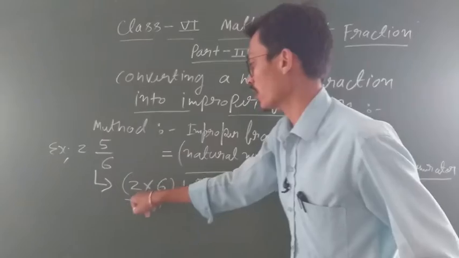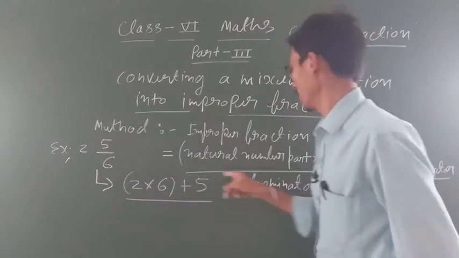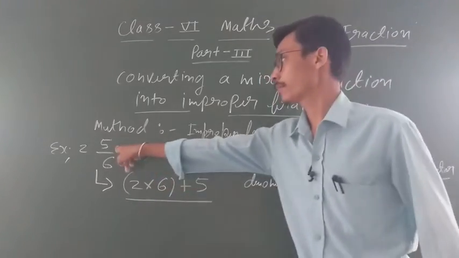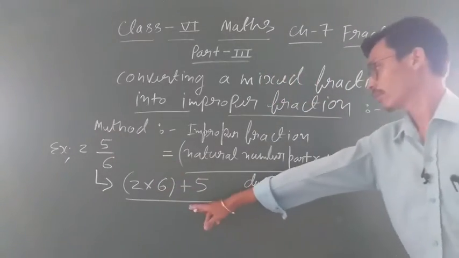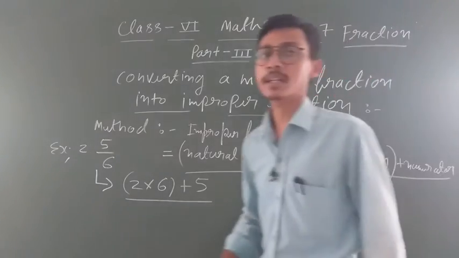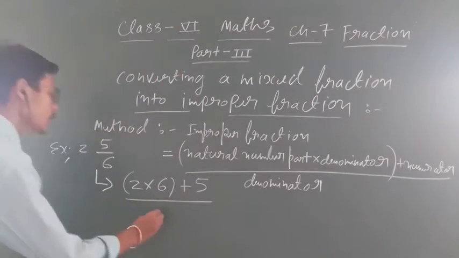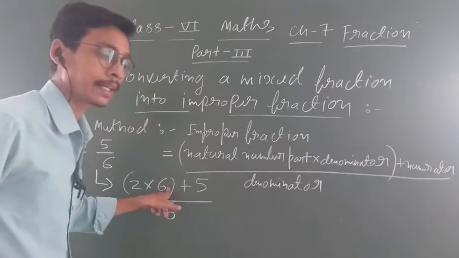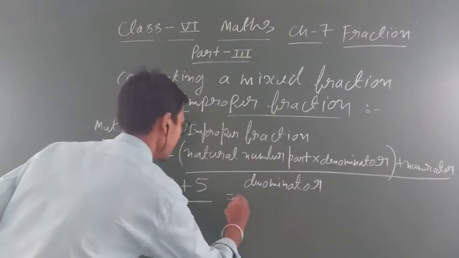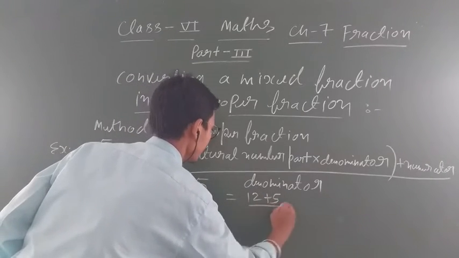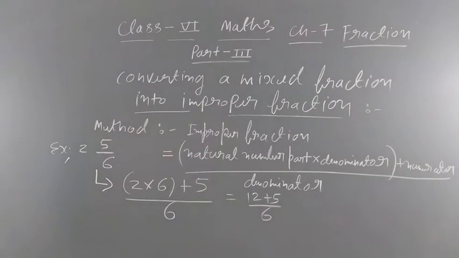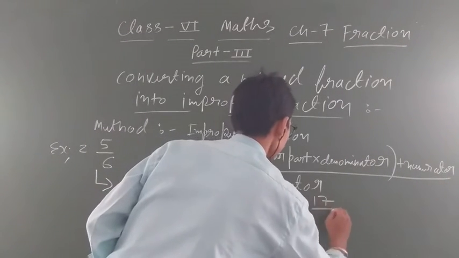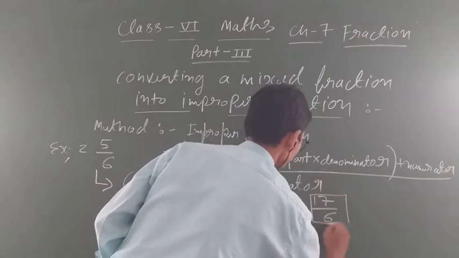See, 2 is the natural number, so written natural number multiply by what? Multiply by the denominator. The denominator is 6, and plus numerator. Now in the downside also there is a denominator, so write down the denominator. 6 is the denominator. Now we will solve first according to BODMAS. You will solve the bracket, 6 2s are 12. It means 12 plus 5 upon 6. So what will it come, student? 17 upon 6.